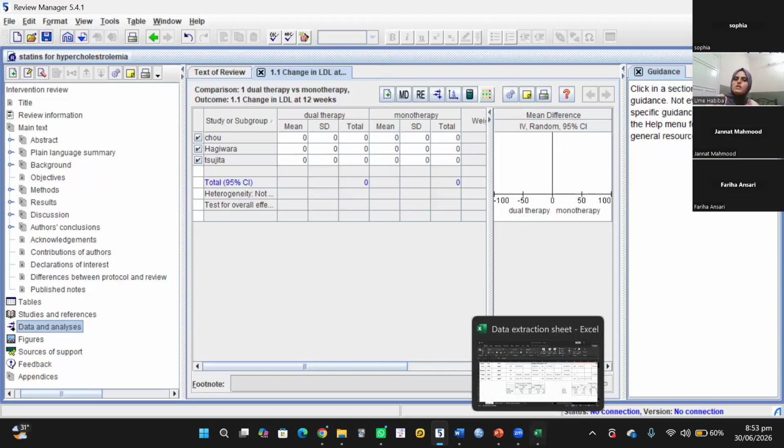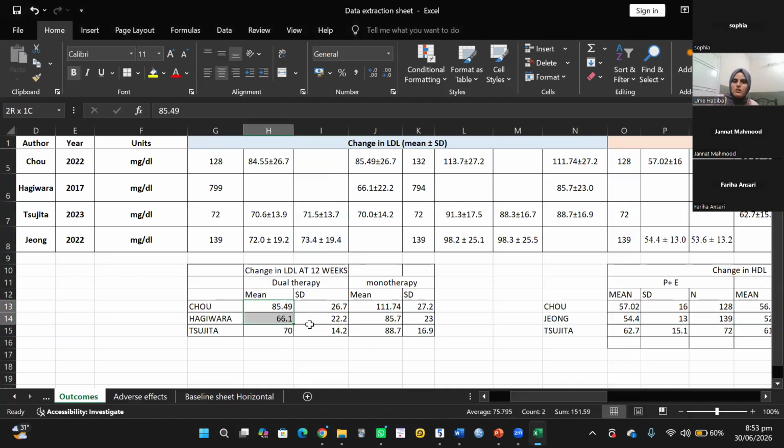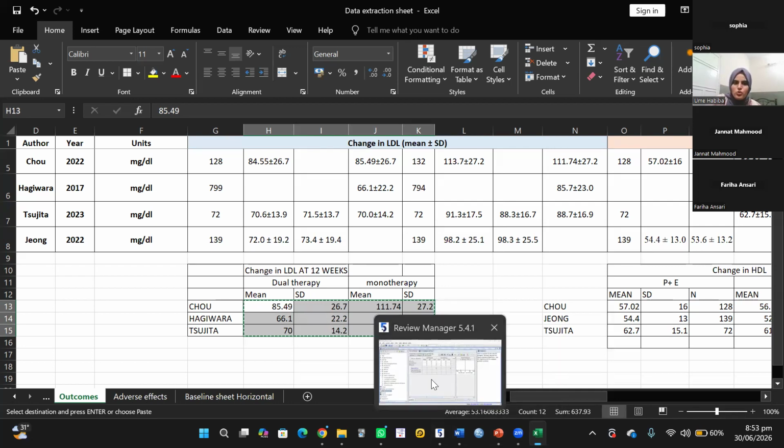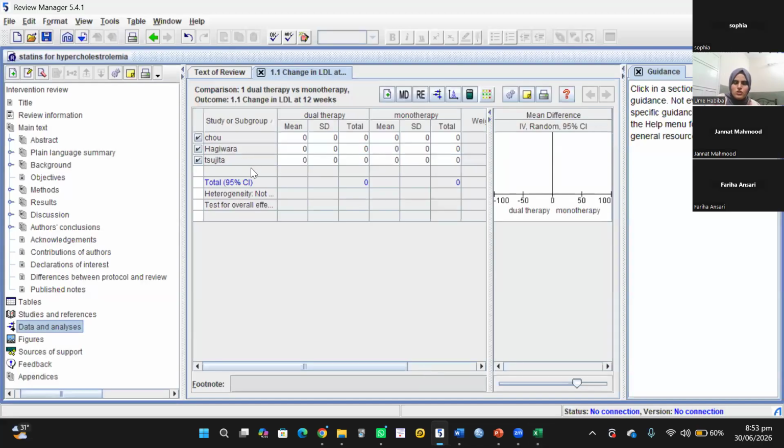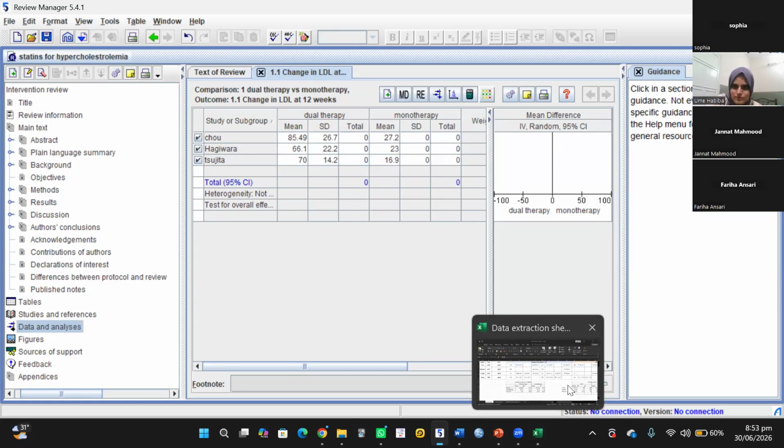I'm going to go to my sheet and copy. Make sure the first row is for dual and the second is for mono, and also check the order of studies, because it might change. Show, Hagiwara, Sujita. Show, yeah, it's the same. If it's not, then of course you would have to arrange it in such a way. Control V. See, I had to do very little work and my table is filled.